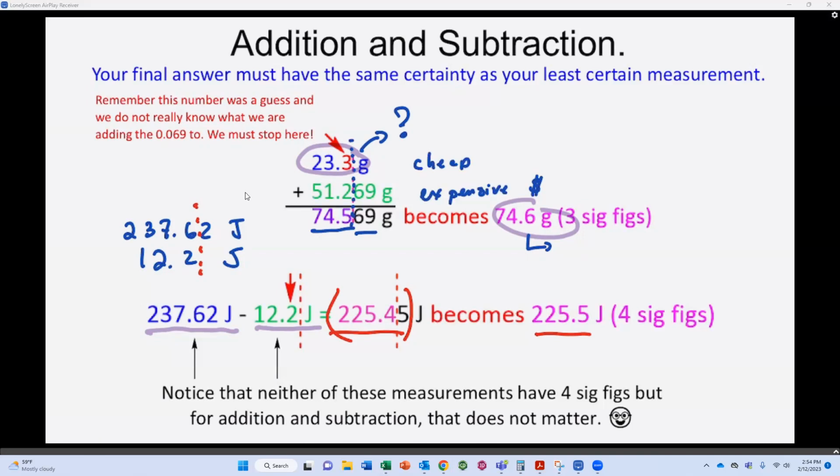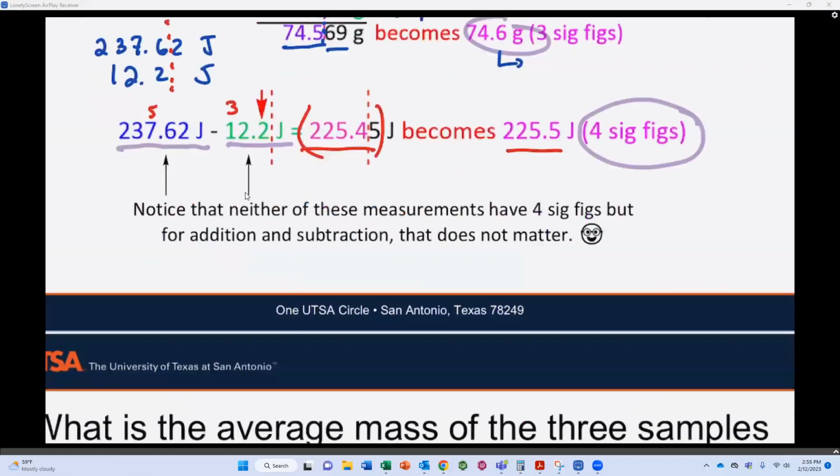And notice, my final answer has 4 significant figures. My first measurement has 5. My second measurement has 3. But it doesn't matter because in addition and subtraction, the number of significant figures does not determine your final answer. Your certainty determines your final answer. Okay, so let's do a problem with this.